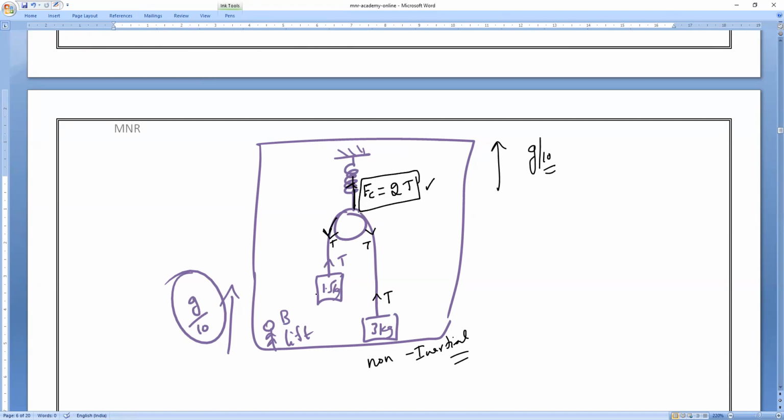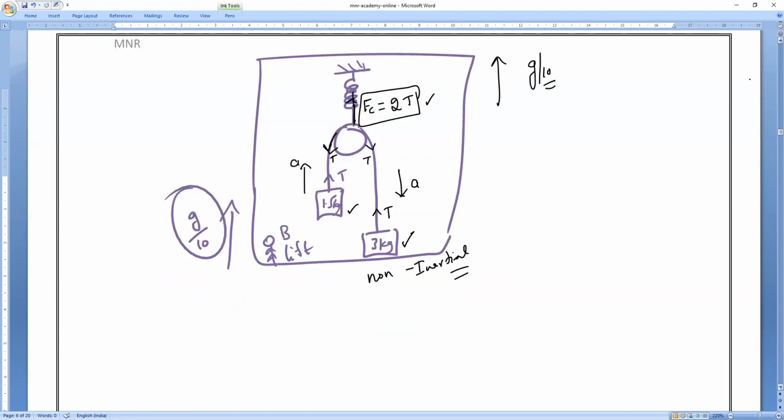Now, have you noticed that here the masses are not equal? So the observer will feel that both accelerations are not the same. Am I right or not? This body is going in the upward direction, and this body is coming in the downward direction, because their masses are not equal. Am I right or wrong, all of you?